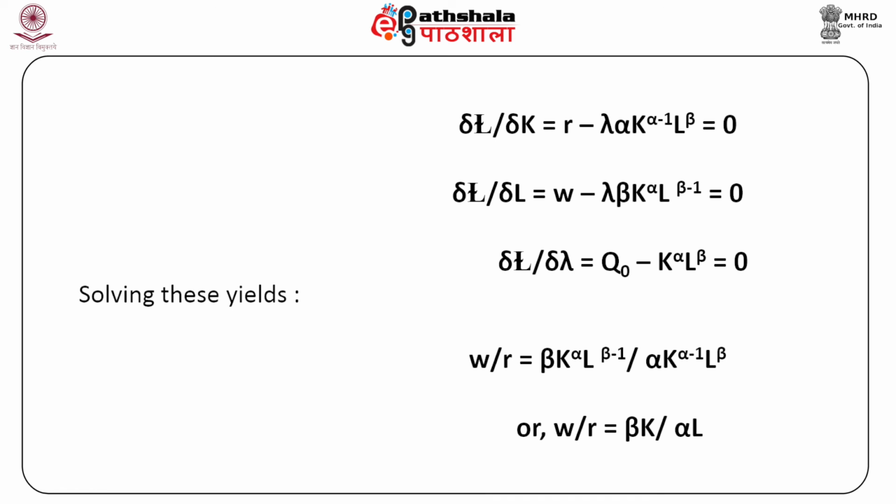∂Lagrangian/∂lambda is equal to Q0 minus K raised to the power alpha L raised to the power beta, is equal to 0. Equation 8. Solving these yields w upon r is equal to beta K raised to the power alpha L raised to the power beta minus 1 upon alpha into K raised to the power alpha minus 1 L raised to the power beta, or w upon r is equal to beta into K upon alpha into L.